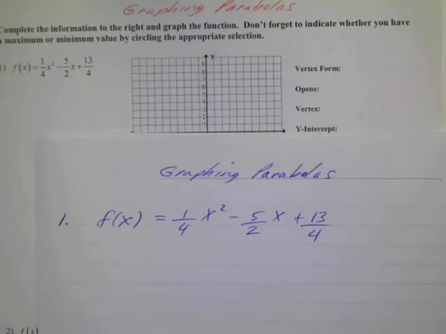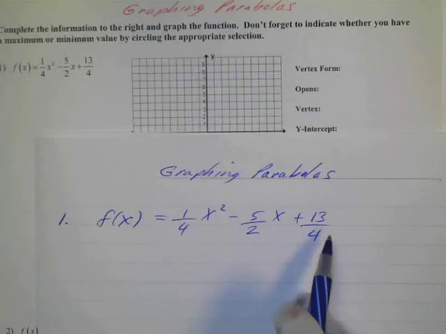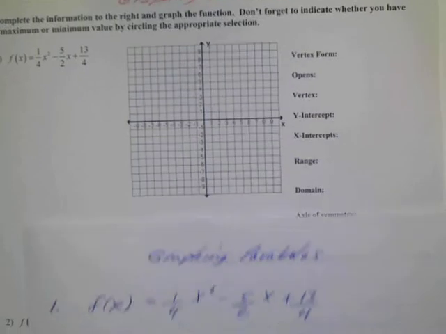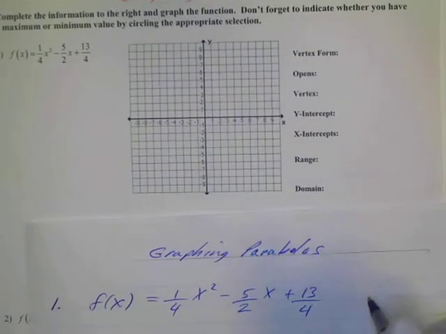and I wrote it down over here, so it's a little bit bigger. 1/4 x squared minus 5/2 x plus 13 over 4. And right away, if we look at this, we're going to answer these questions. Right away, we can see that if we put 0 in for x, we'll get the y-intercept, which is 13/4.